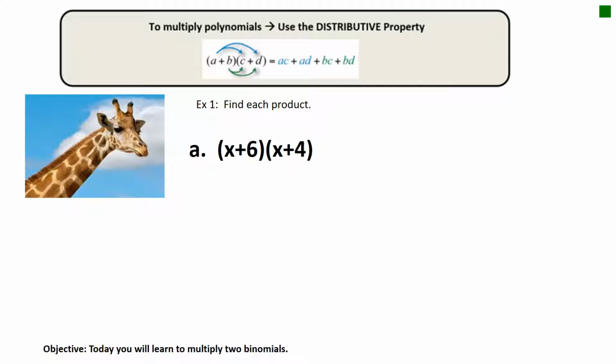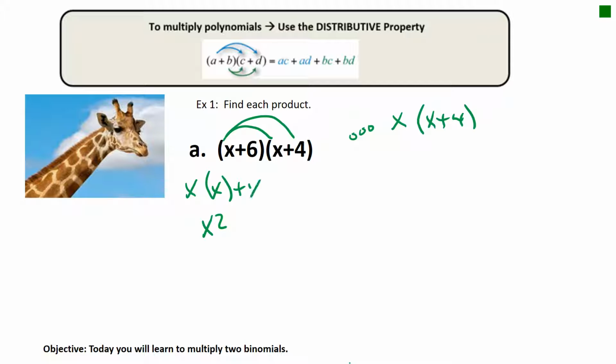Let's look at what this looks like. So this is what's going on in our head, but we're not going to write it this way. We're going to take the x times x plus 4. So x times x is x squared. Then we're taking a positive x times 4, and that is 4x. So it's just as if you had that little distributive property back in the day. Now you've got to put the variable second, put the coefficient first, okay?